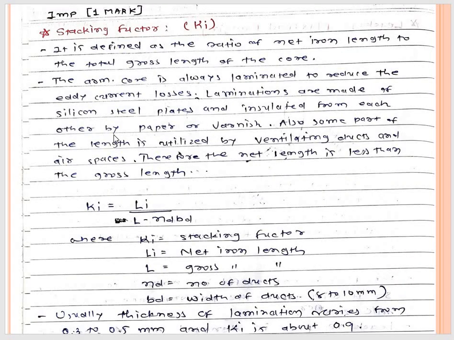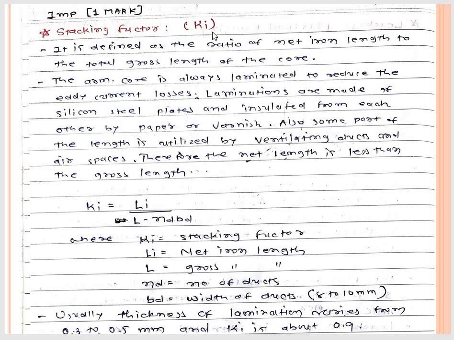Now another question, most important for 1 mark: stacking factor, which is denoted by Ki. Stacking factor is defined as the ratio of net iron length to the total gross length of the core. So it is the simple ratio of the net iron length to the gross length of the core.